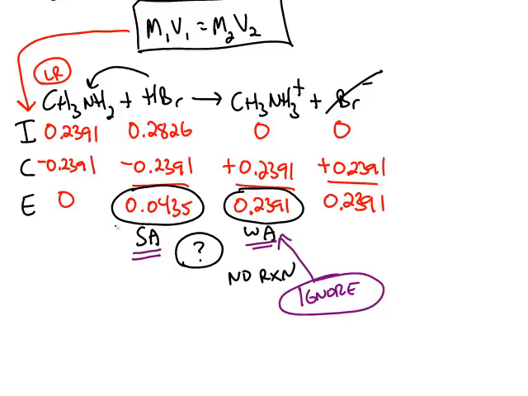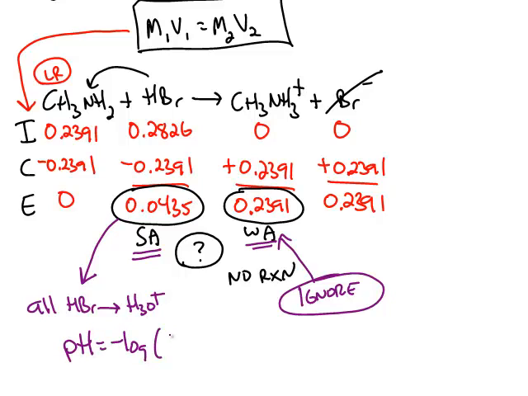So we can find the pH by just looking at the strong acid, and all of the strong acid, remember, turns into hydronium. So the pH is just the negative log of 0.0435, which gives us a very acidic 1.36 for our pH.